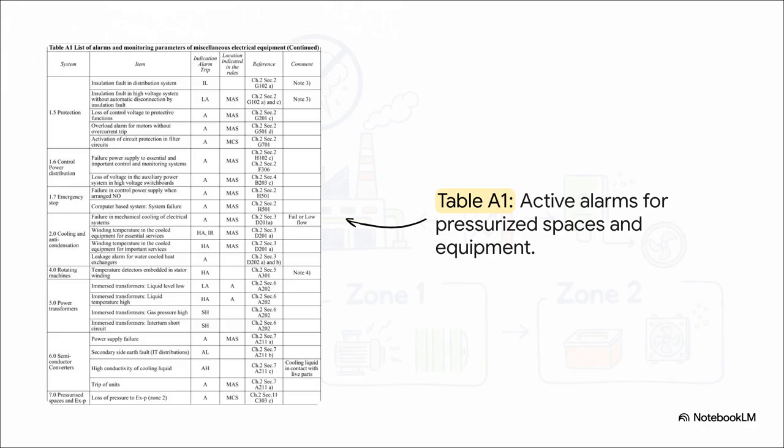For example, if you're using pressurization, Ex p, to keep gas out of a space, you must have active alarms hooked up directly to the central control room. If the pressure drops, the system trips. Safety is a highly active, ongoing process.